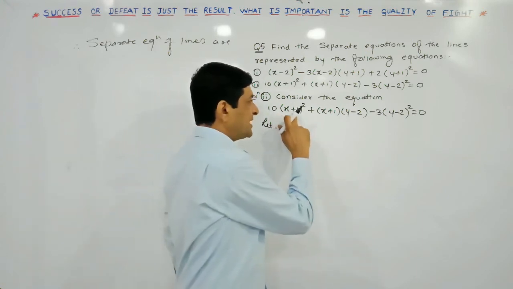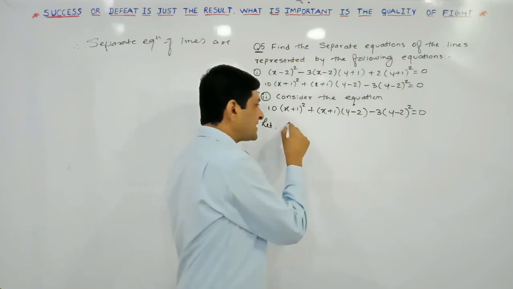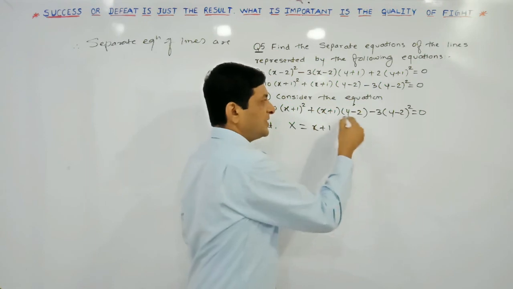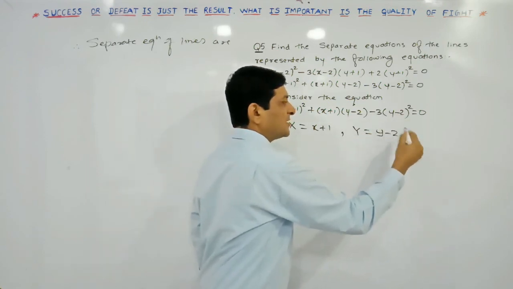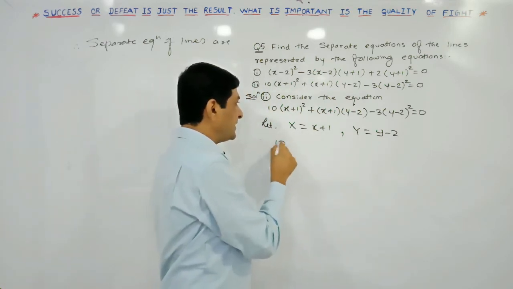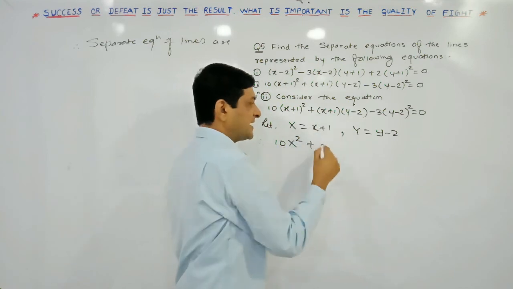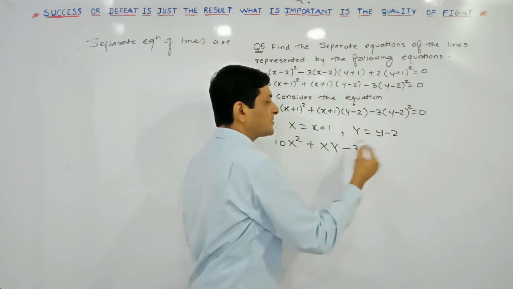So we can observe that here x plus 1 appears. So let us denote this x plus 1 by capital X, and we are denoting y minus 2 by capital Y. Capital Y is equal to y minus 2. So therefore this equation will become 10, replace x plus 1 by capital X, plus again replace x plus 1 by capital X, y minus 2 by capital Y, minus 3 keep it as it is.